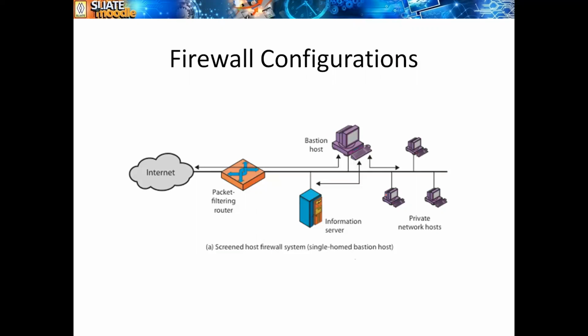Firewall configurations: screening router. You can see this is not a good network. In this firewall there is a screening router; the internet can't access directly, it can only come to the screening router, and after that go to the data.